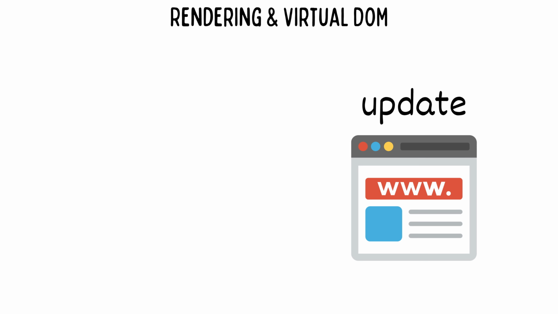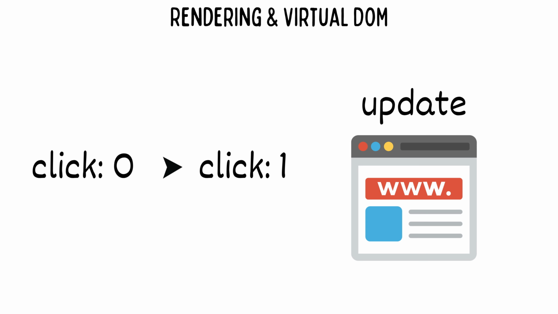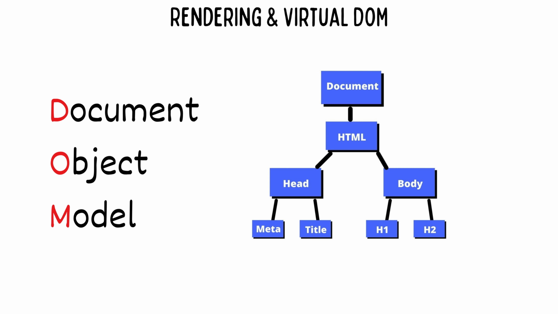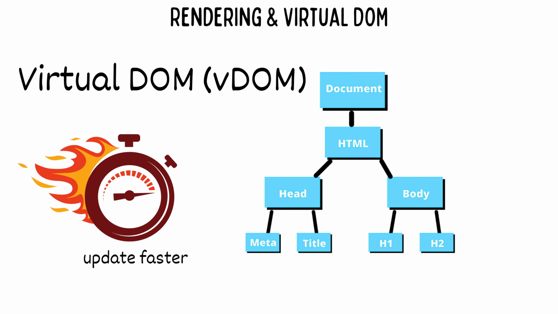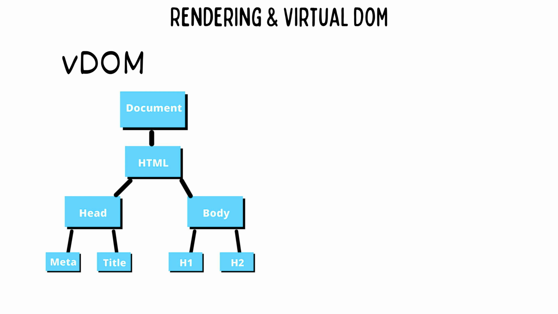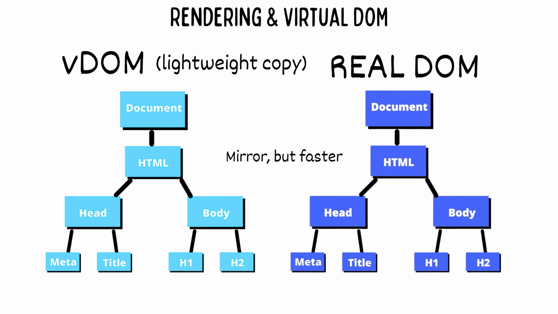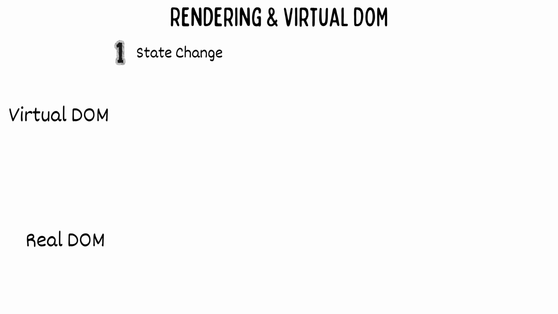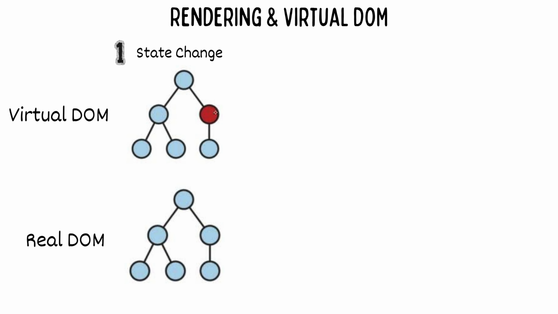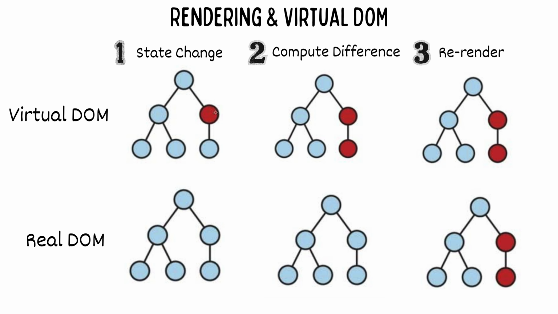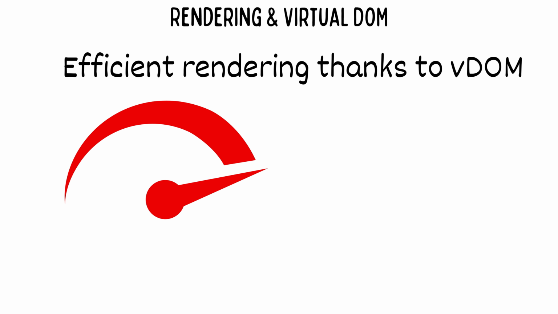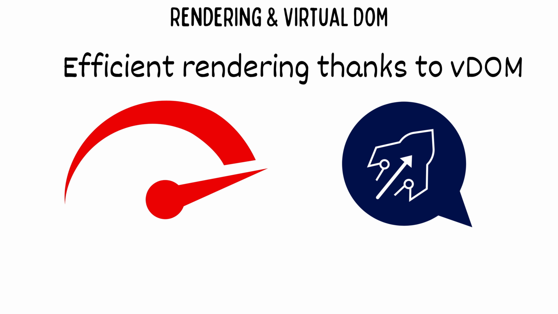Rendering in React means updating the UI whenever something changes in your app. But React doesn't directly change the real DOM right away. Instead, it uses the virtual DOM to make things faster. The virtual DOM is a lightweight copy of the real DOM. When state changes, React updates the virtual DOM first, checks what's different compared to the previous version, and then updates only the changed parts of the real DOM. This process is super efficient and keeps your app fast.